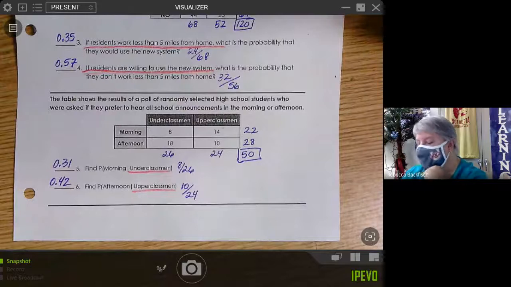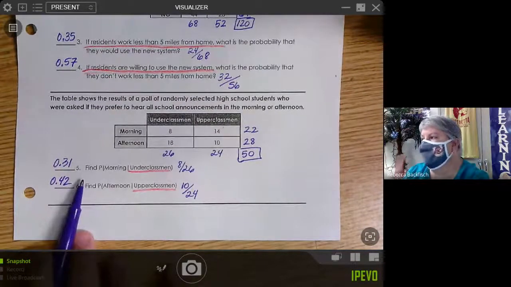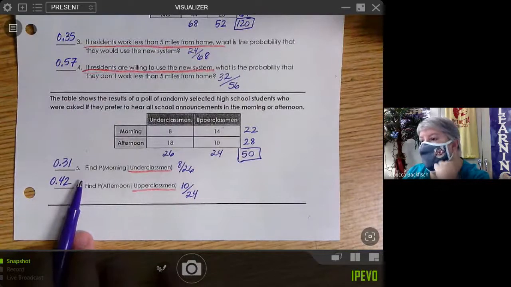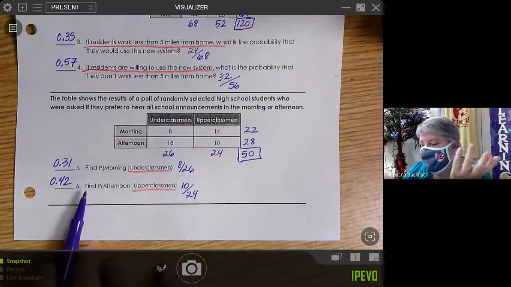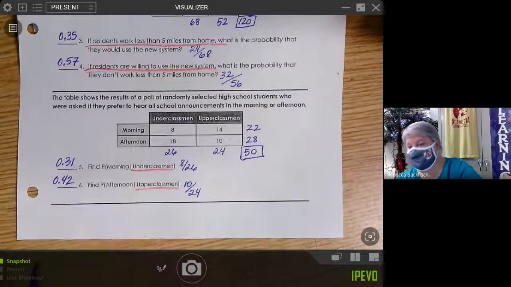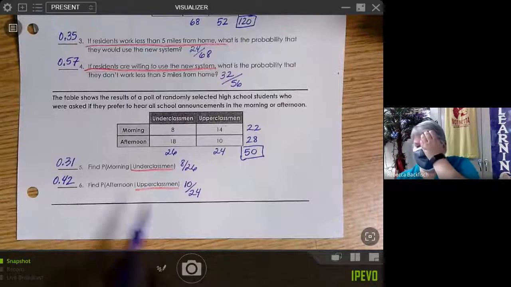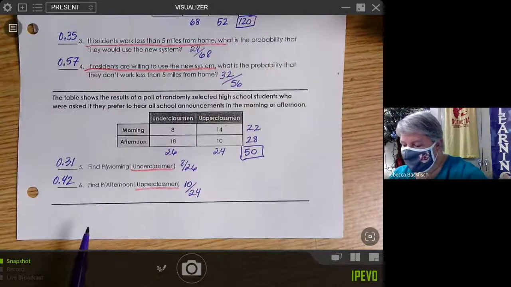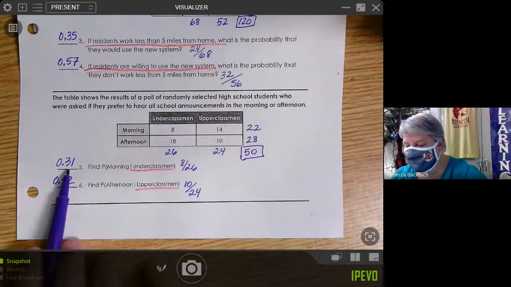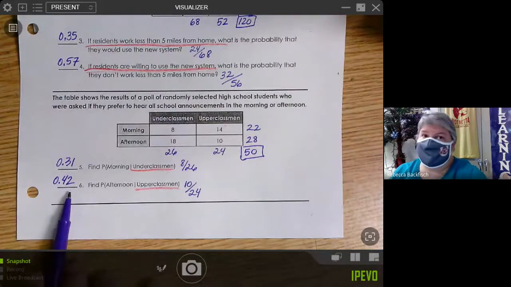Now, remember, probability is always a number between 0 and 1. You can write it as a fraction or a decimal, but 1 means absolutely certain and 0 means definitely not going to happen. If you were asked for percent, you'd multiply by 100. If it had said, what percent of the underclassmen prefer morning? That's what this is. This is what percent of the upperclassmen prefer afternoon.